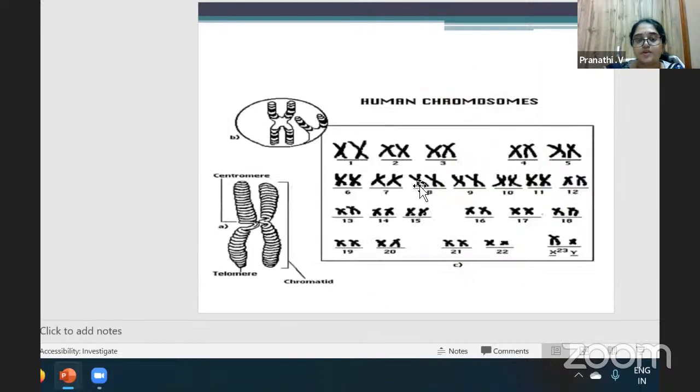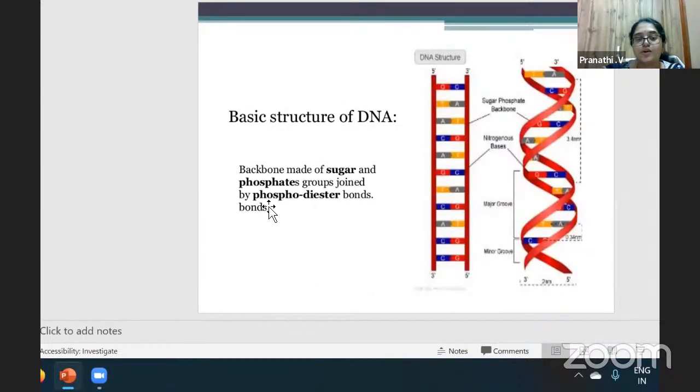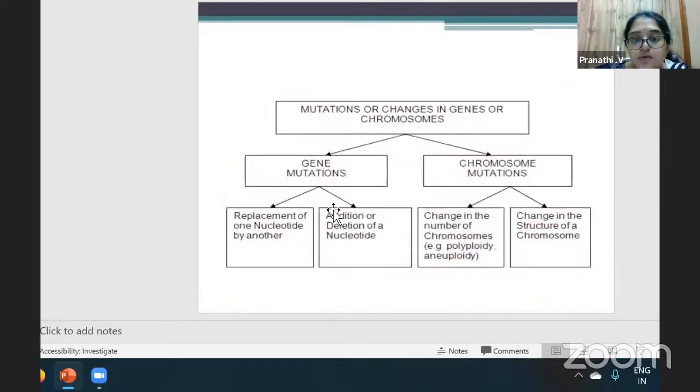So this is the basic structure of DNA, like I told, sugar, phosphate, then you have the phosphodiester bond. So you have gene mutations and chromosome mutations taking place because of it.